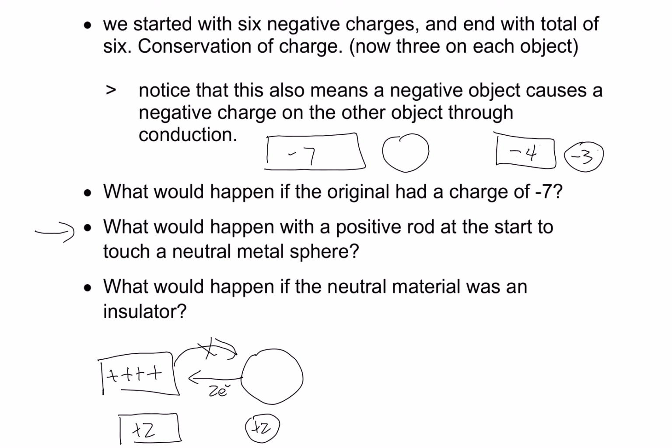Okay, the last one is what would happen if the neutral material was an insulator. So let's go back to the same diagram. If we had our -7 and we touch it against a rubber ball instead of a metal ball, if that rubber is an insulator, what's going to happen? Nothing. We touch them together, move it away, it's probably going to still stay at -7 and 0.